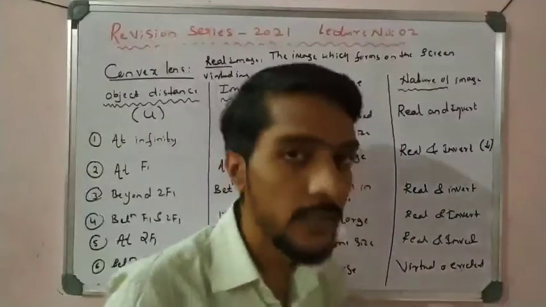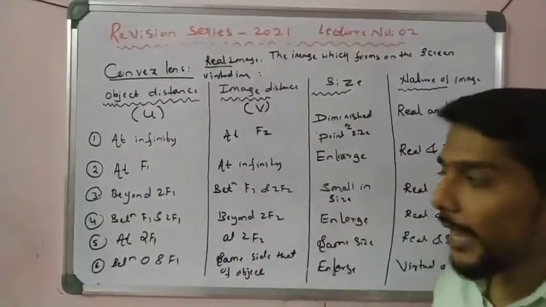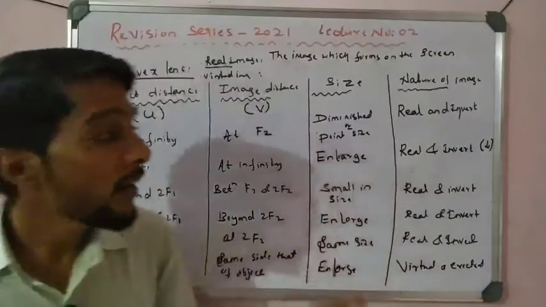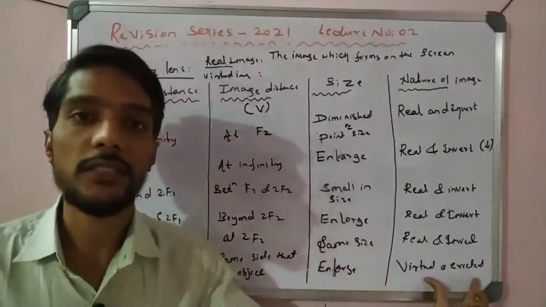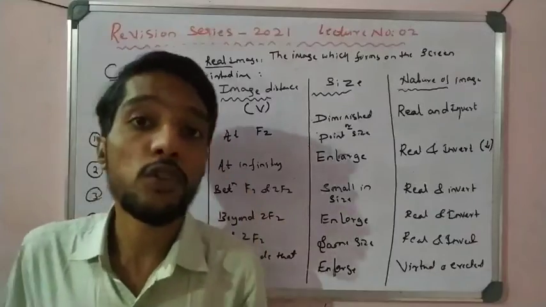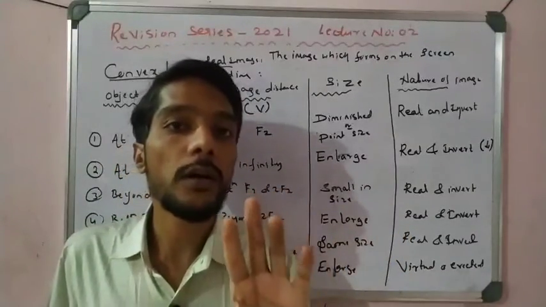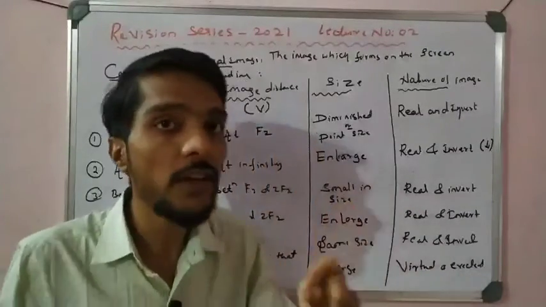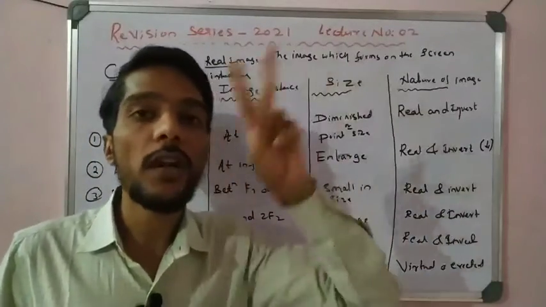These 6 cases are based on the convex lens. You have to memorize all these points. And one very important thing: when writing the differences, also put that the convex lens can form virtual and erected images, right? But the concave mirror only forms the virtual image. Only two cases we study in the concave. In concave, there is no real image. But convex can form both types of image, real and virtual.